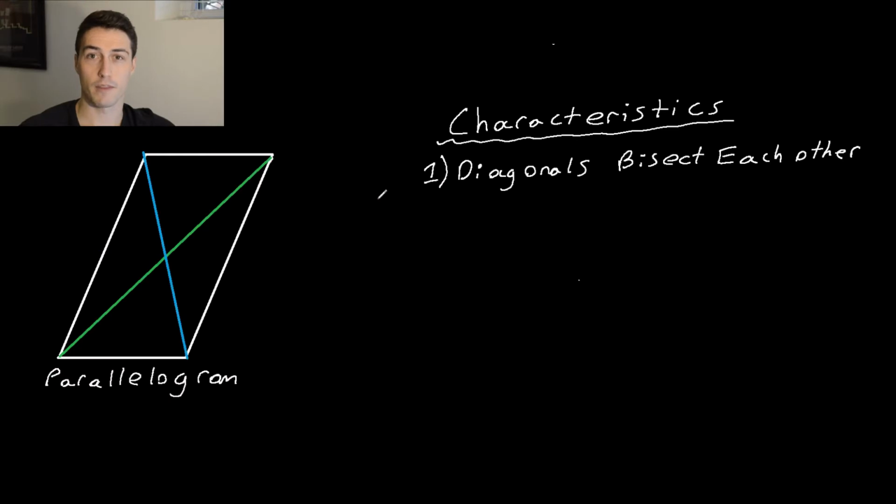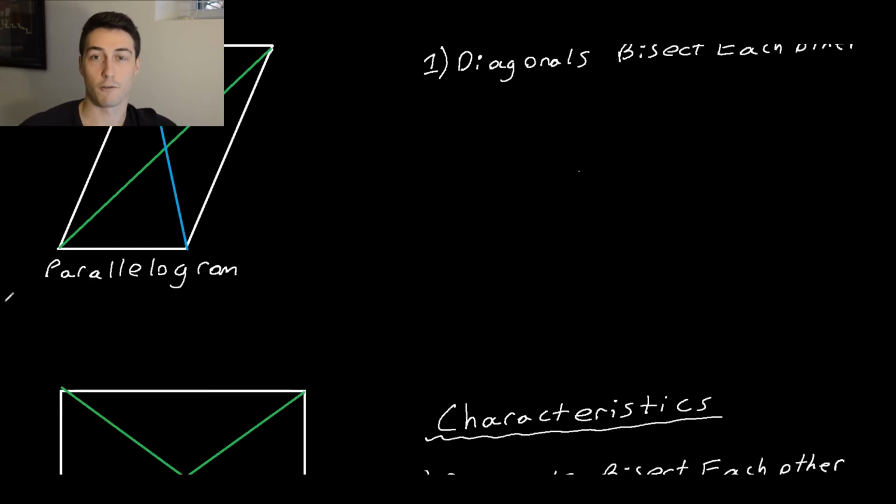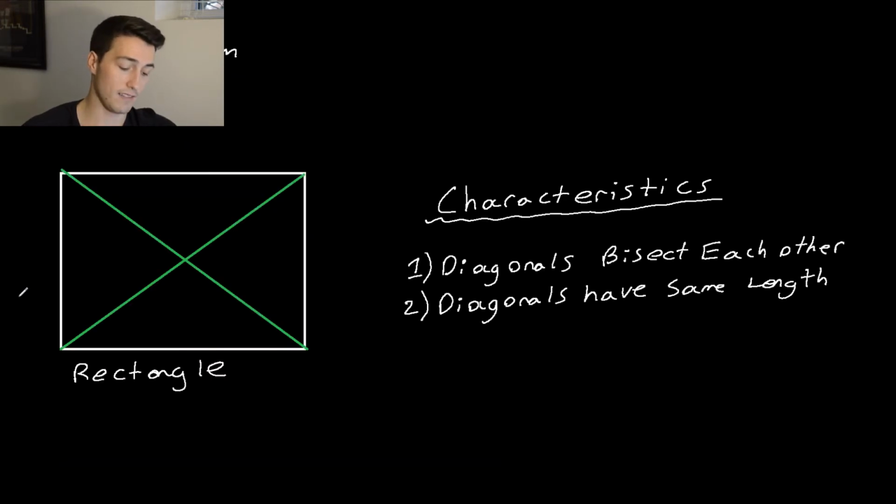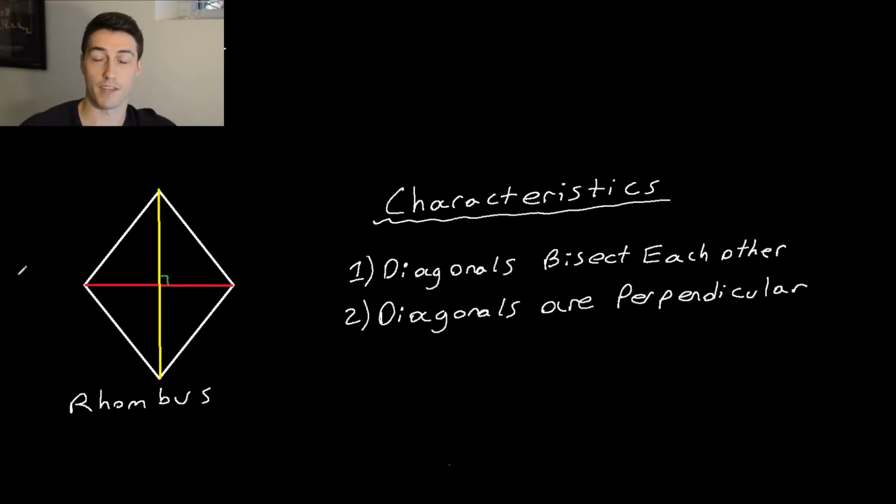For a parallelogram, the characteristic that defines it is that the diagonals bisect each other. And what that means is the midpoint of this green diagonal and the midpoint of this blue diagonal are going to be the same. That's basically saying that at the intersection point, the diagonals create an equal length line on either side. For a rectangle, the diagonals do bisect each other as well, and these diagonals have the same length. For a rhombus, they don't have the same length, but they bisect each other and the diagonals are perpendicular. So the yellow line and the orange line are perpendicular to each other.